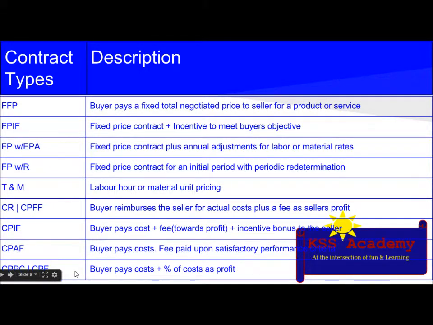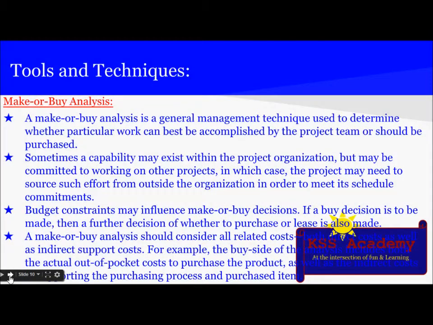And the last is CPPC, which is cost plus percentage of cost or cost plus fee. The buyer pays the cost plus a percentage of cost as profit. Highest risk for the buyer, not allowed for US government contracts. So the last one is highest risk for the buyer and the first one is highest risk for the seller. Remember this. And this is the unit pricing. T and M are the unit pricing.